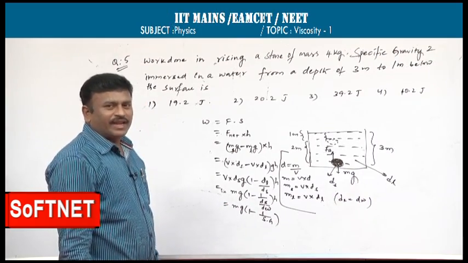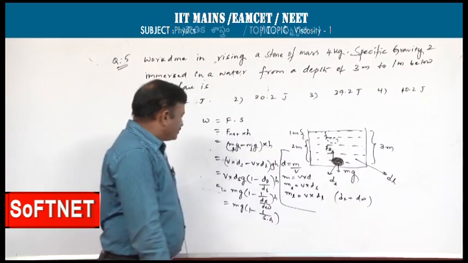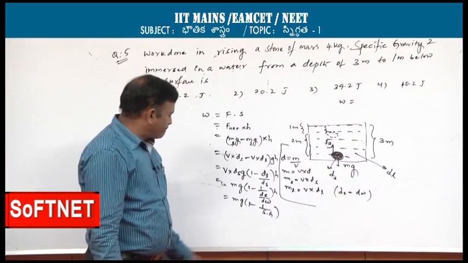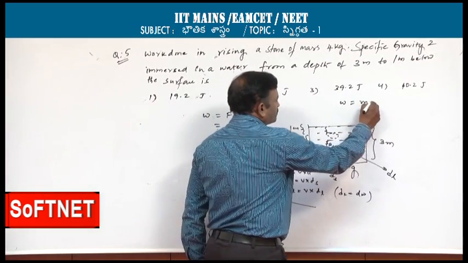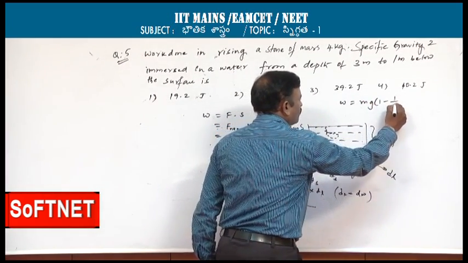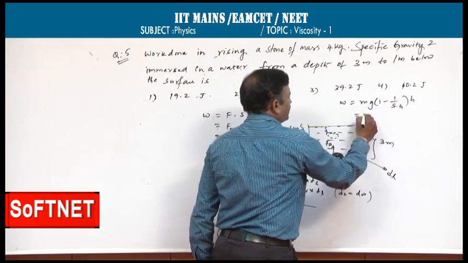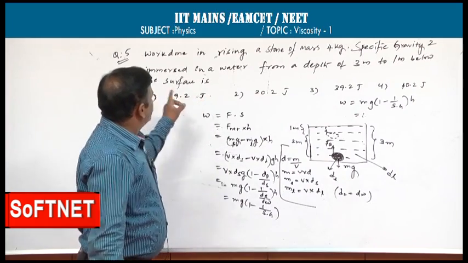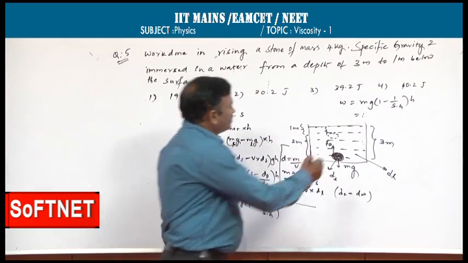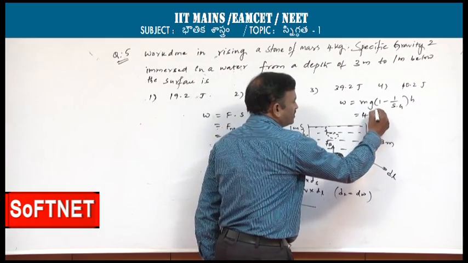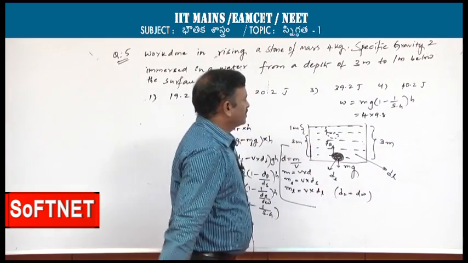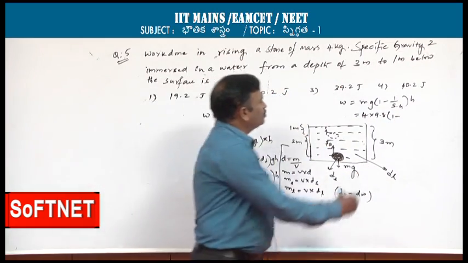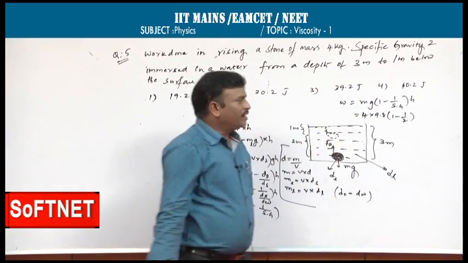So now the work done is finally mg into 1 minus 1 by specific gravity into h. Here the mass is given as 4 kg, and gravity g is 9.8, into 1 minus 1 by specific gravity, where the specific gravity is 2, into height.